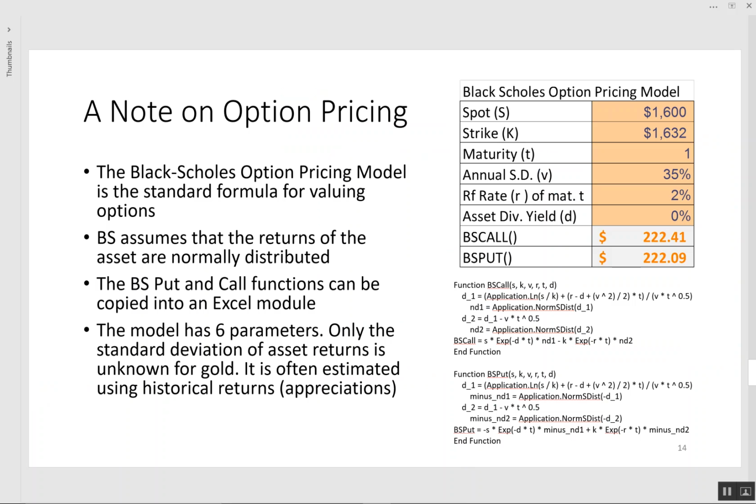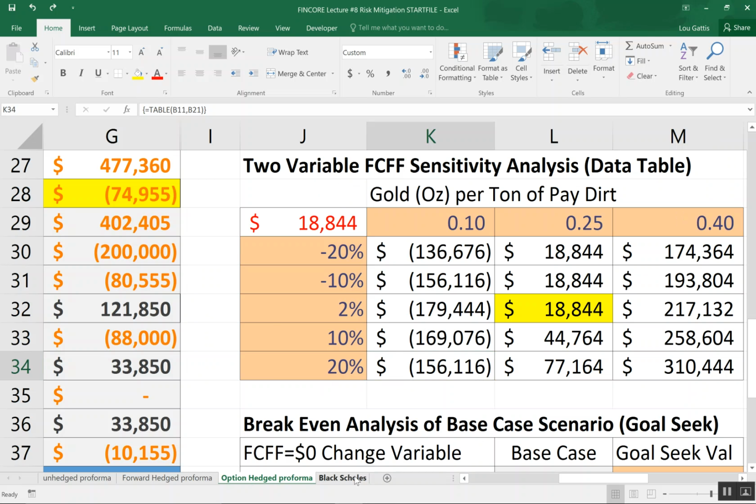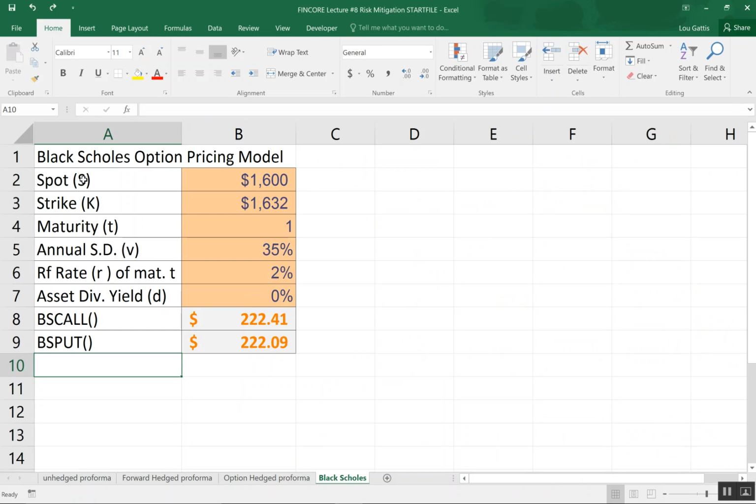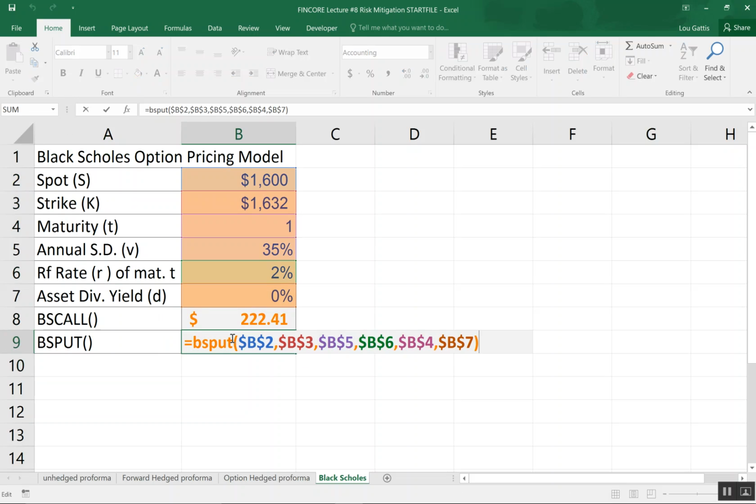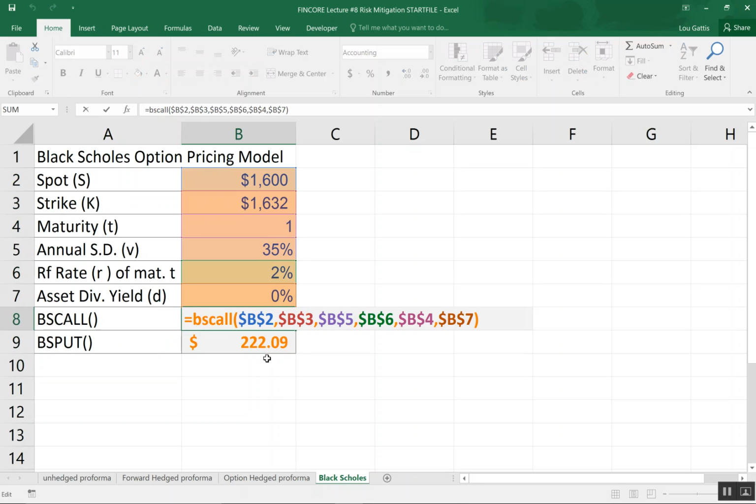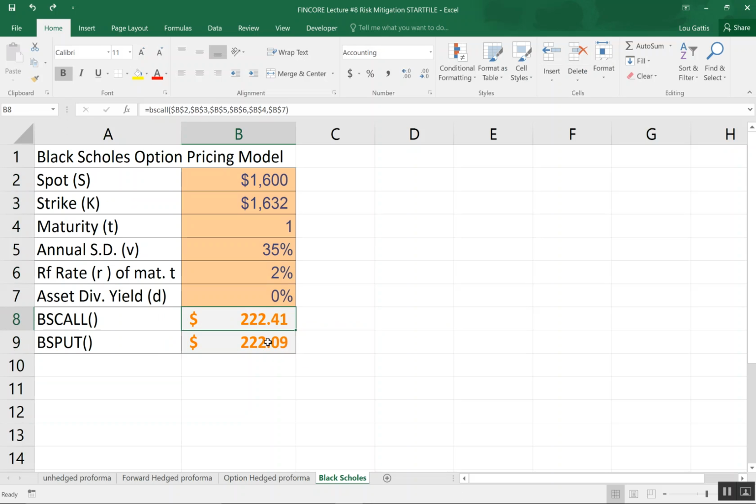Now, note on option pricing. In your spreadsheet, I put a function. This is not built into Excel, the Black-Scholes option pricing model, but I added it to this worksheet. So these functions called BS put and BS call are functions which I copied the formulas into VBA, and then you can just always run them from this worksheet.